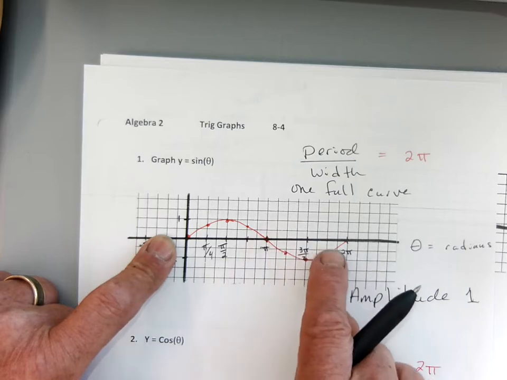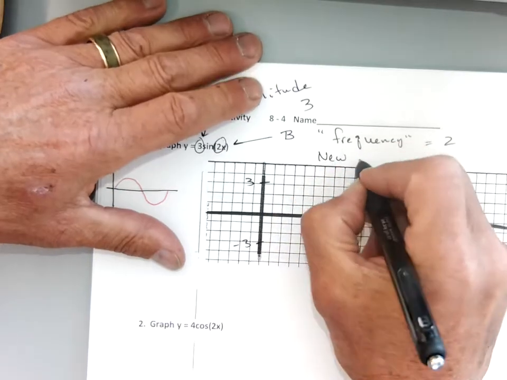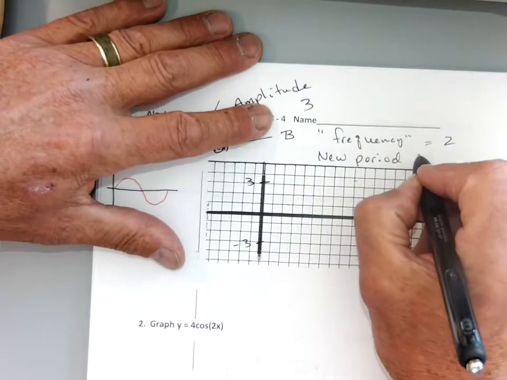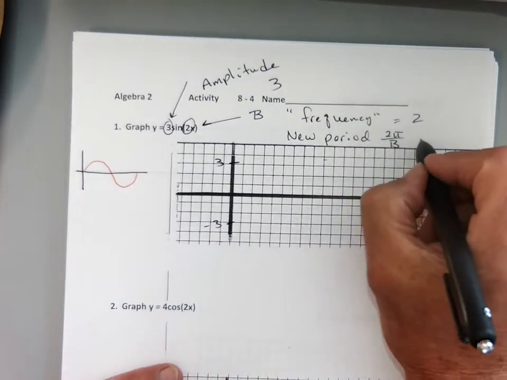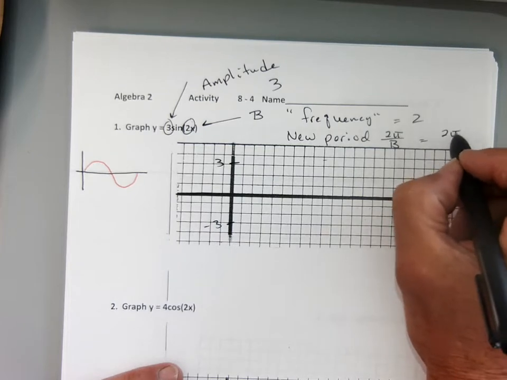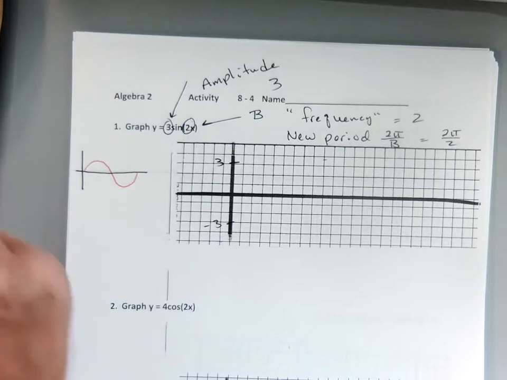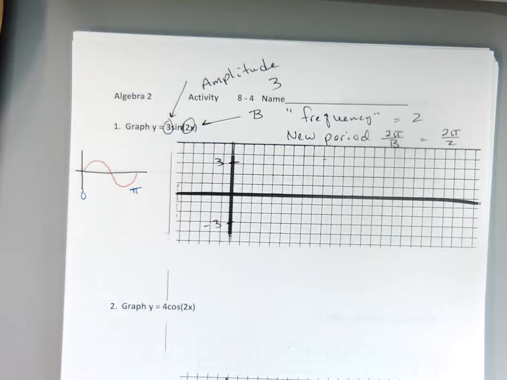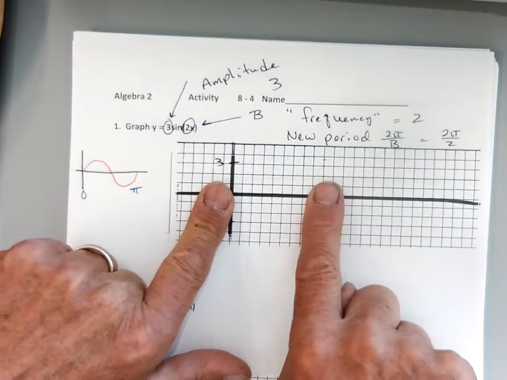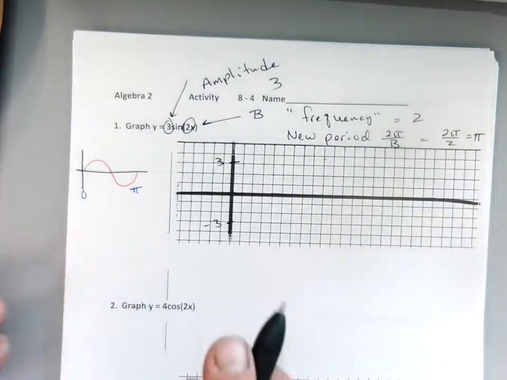1, 2, right? So to do that, I'm going to look for my new period. The new period is always 2 pi divided by the frequency, okay? So in this case, it's 2 pi divided by 2, which makes sense. If I'm going to get 2 curves, I've got to go from 0 to pi, and then another one from pi to 2 pi to get 2 curves in, because my new period is pi.